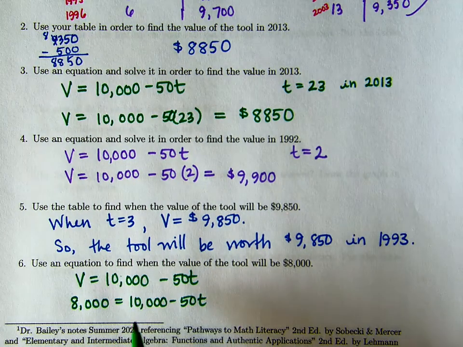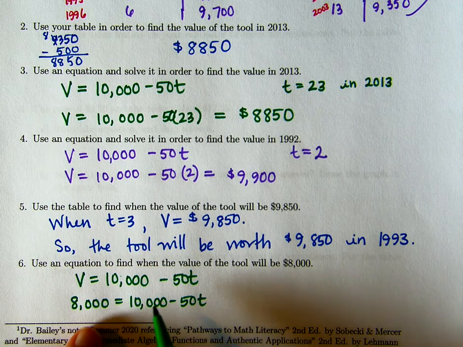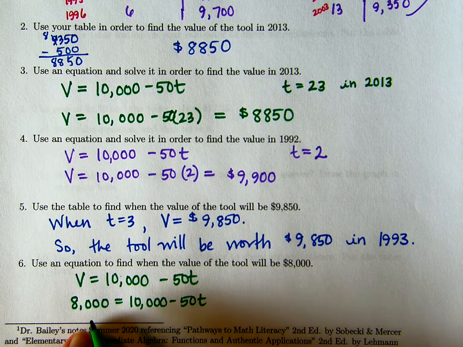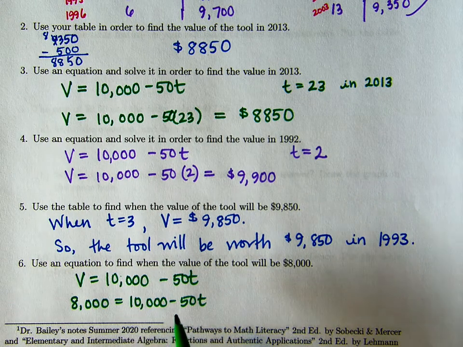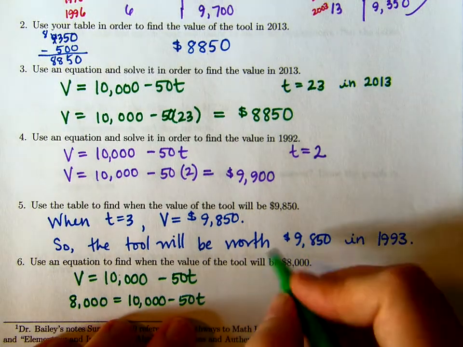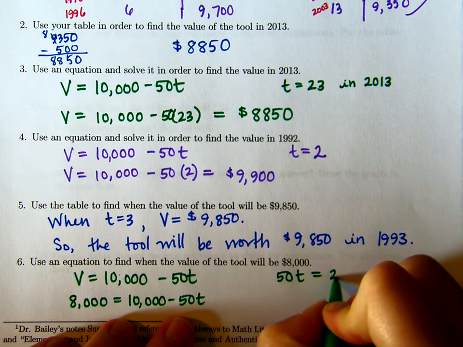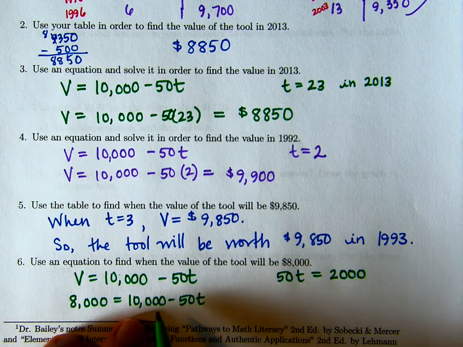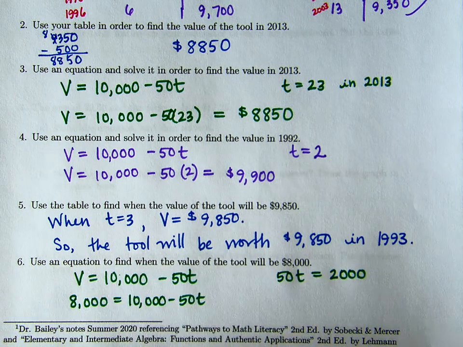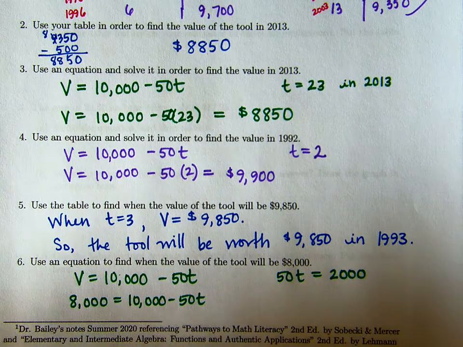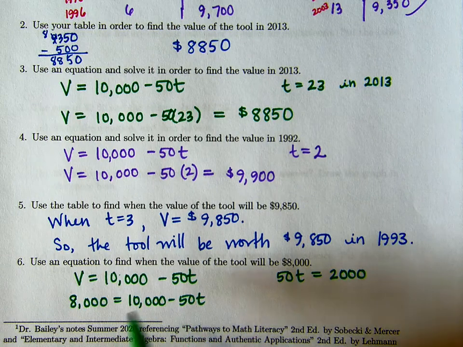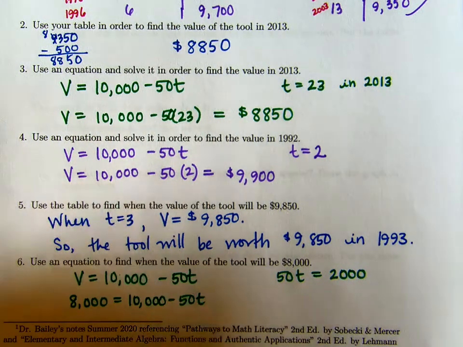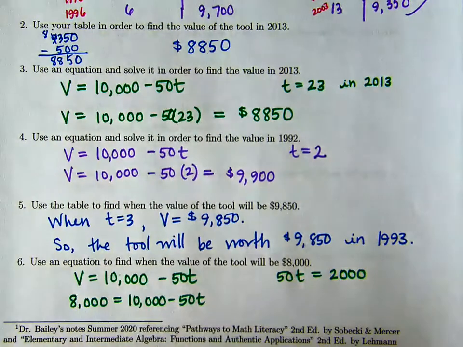Okay, and immediately I recognize that what this is saying is that the difference between 10,000 and some amount is 8 grand. Well, that means this amount is $2,000. So immediately I look at this and I think, oh, so 50T has to be equal to 2 grand, because then it would be 10,000 take away 2,000 equals 8,000. But I want to just tell you that most people won't do that. And when they look at this equation, most people will do this.